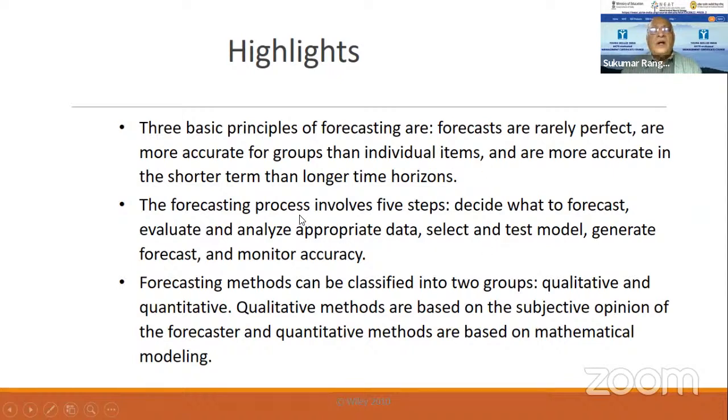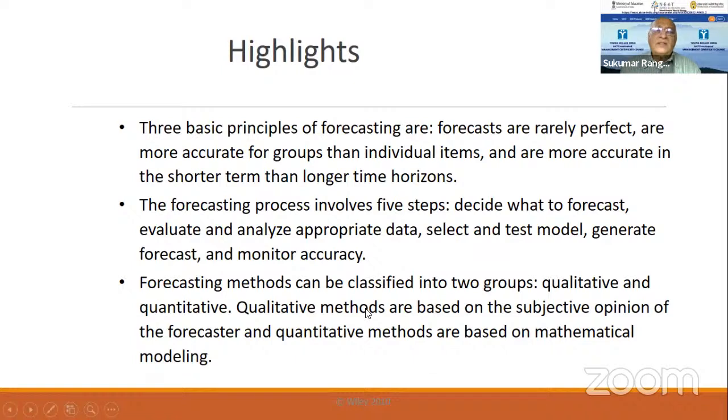Forecasting involves 5 steps: decide what to forecast, evaluate and analyze the data. Usually you take the past data, but you also scan the environment, look at the trends of what is happening across the market as well as in the environment across the world, everything affects today. Select and test the model which you are using for forecasting, generate the forecast and monitor the accuracy, and then refine the process and the model again.